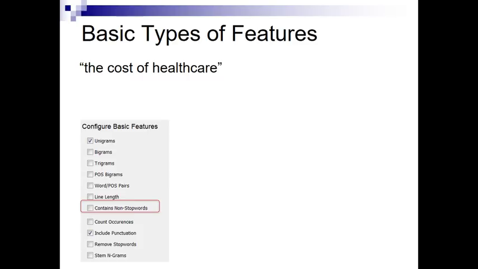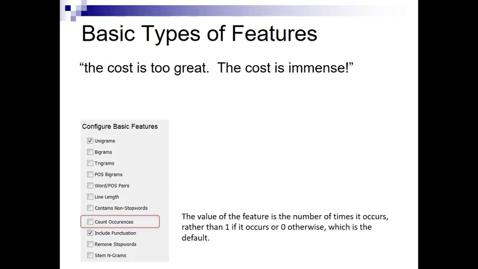Now, sometimes you might want to know, were there any thematic words or contentful words in a text? If you want that binary flag in your feature space, you would put a check mark in contains non-stop words. And here we have 2 words that are not stop words, and so the value for that feature would be yes. Count occurrences by default is unchecked.